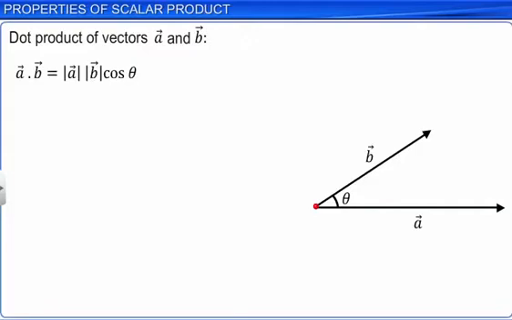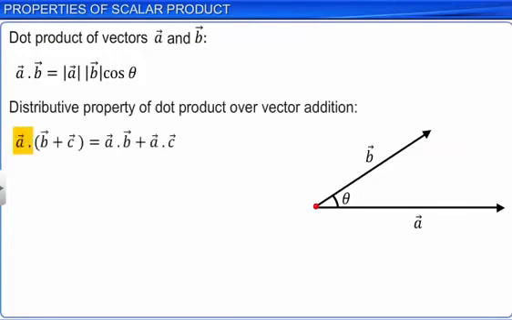Consider three vectors A, B, and C. The dot product of vector A with the sum of vector B and vector C is equal to the dot product of vector A and vector B plus dot product of vector A and vector C. This property is called the distributive property of dot product over vector addition.